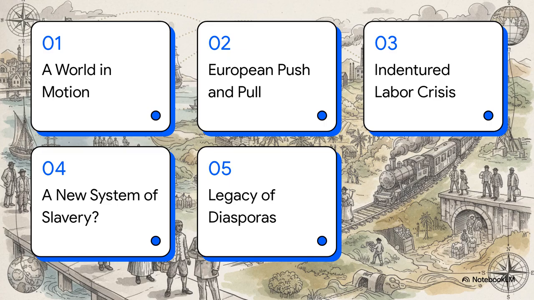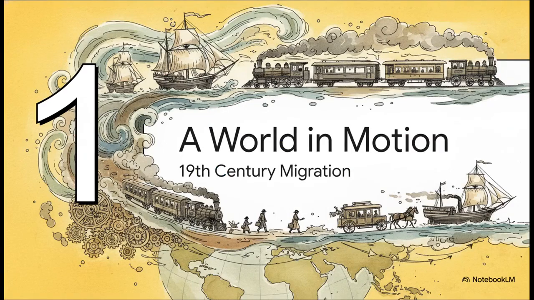1, a world in motion. 2, European push and pull. 3, the indentured labor crisis. 4, a new system of slavery. And finally, 5, the legacies of diasporas. We begin our journey with Section 1, a world in motion.